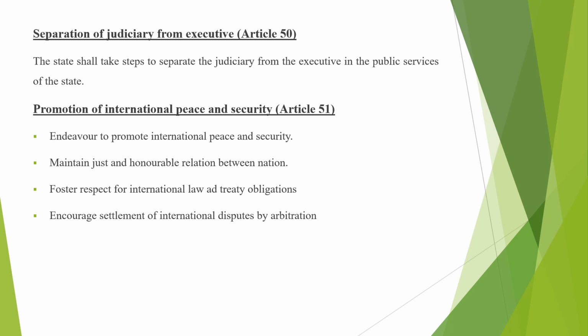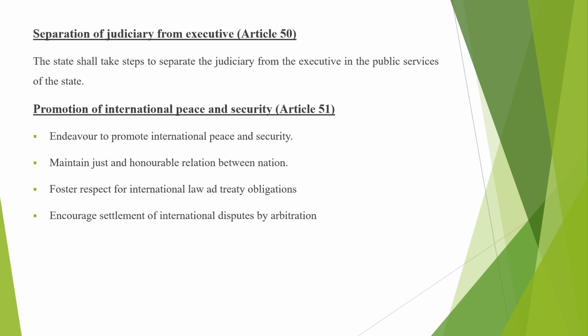When the judiciary is separate from the executive, it can make decisions based on the law without any influence from the government. So Article 50 is all about protecting the rule of law and upholding justice by ensuring the separation of judiciary and executive. The government can prevent any one branch from becoming too powerful and violating people's rights. So basically, Article 50 reminds us of the importance of keeping the different branches of government separate.